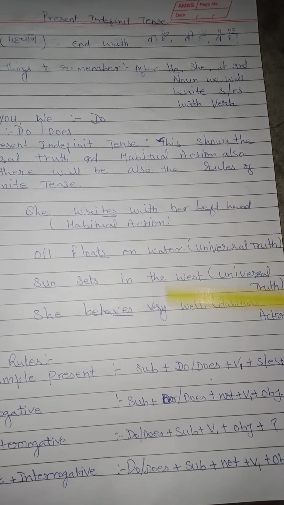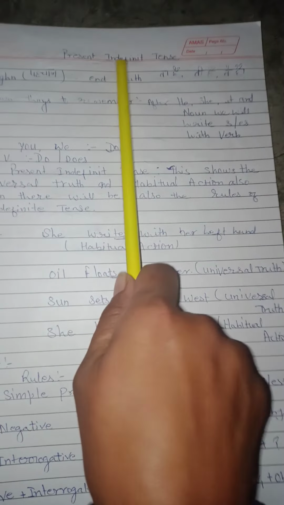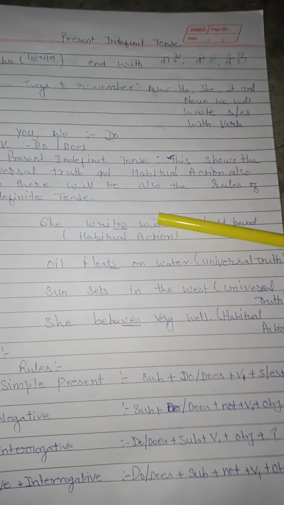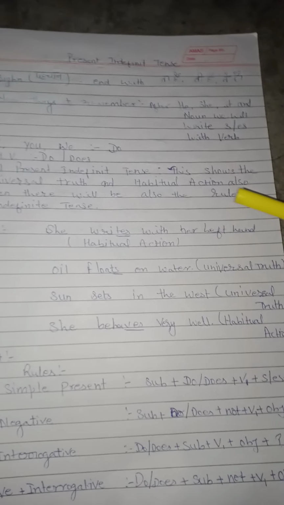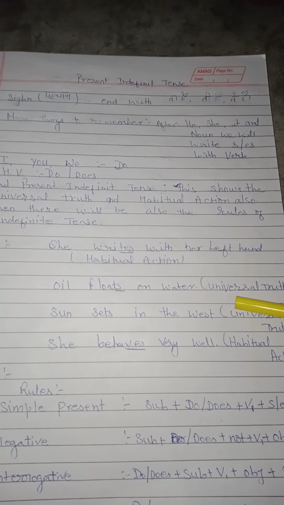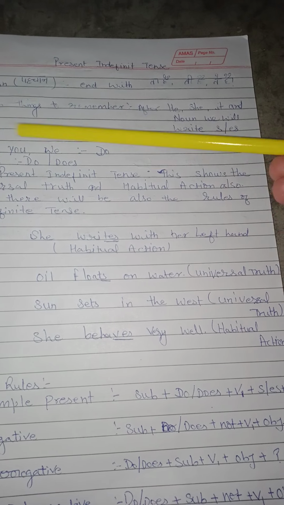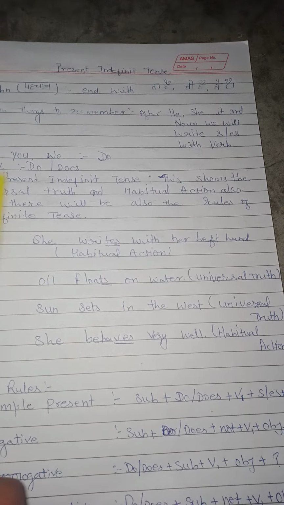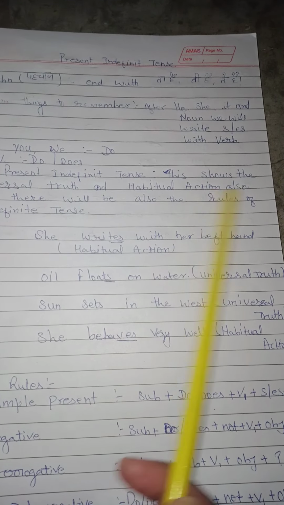So these are all examples for the present indefinite tense. We have added the verbs and the auxiliary verb, and shown how we have to write the universal truth or the habitual action. Next I am going to explain the rules. Present indefinite tense shows the universal truth and the habitual action.